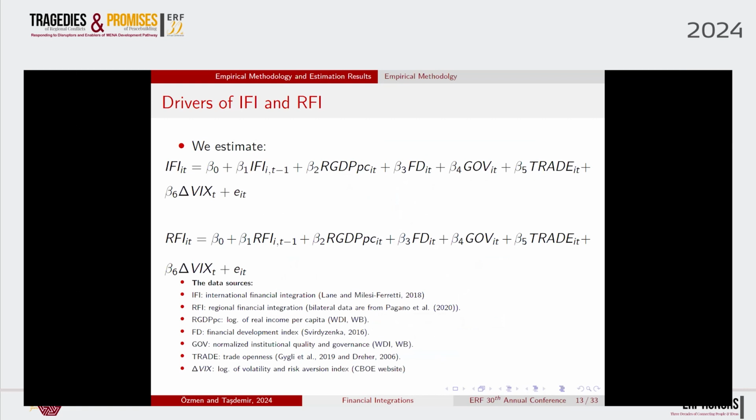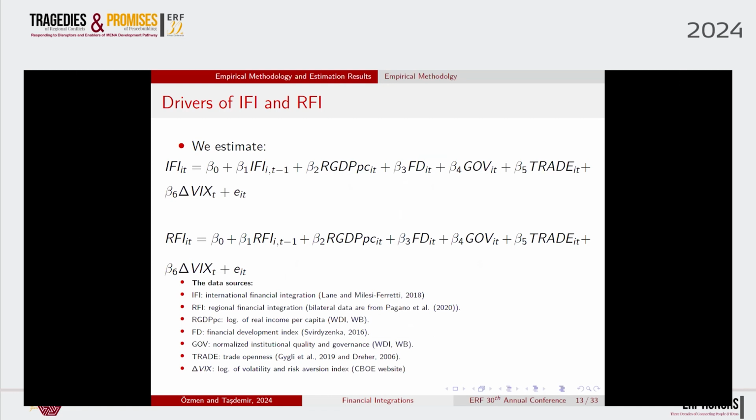To investigate these important issues, we consider that real income per capita, financial development, standardized governance variable, trade openness, and favorable global financial conditions proxied by delta VIX are important variables that affect international financial integration and regional financial integration. The figures that represent the evolution of international and regional financial integration suggest the persistence of financial integrations. To capture this effect, we also incorporate lagged international and regional financial integrations.